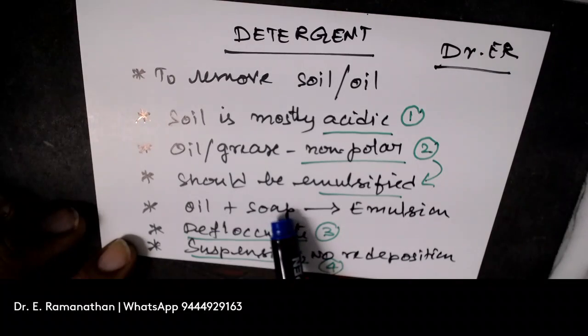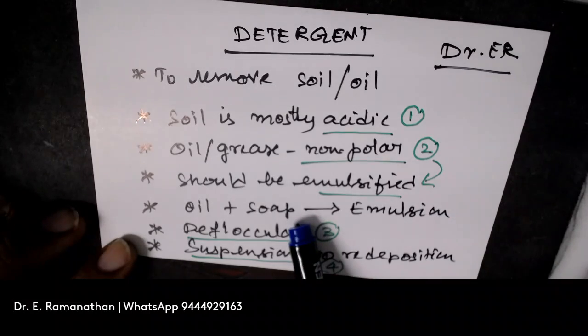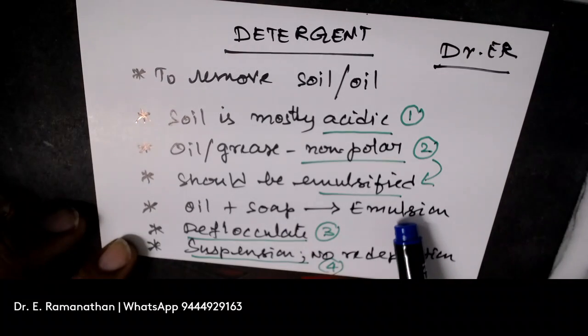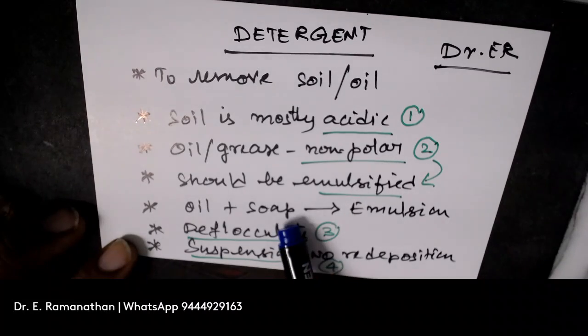Now when we combine these two, we are able to get the emulsion, and thereby we can remove the oil or grease by emulsification. Not only that, this soap has both polar and non-polar ends. The non-polar end can disperse the oil or the grease particle, and the polar end is compatible with water, and thereby we can emulsify and remove the oil content from the substrate.